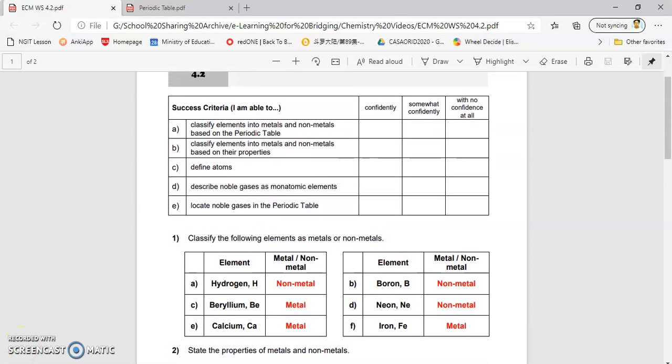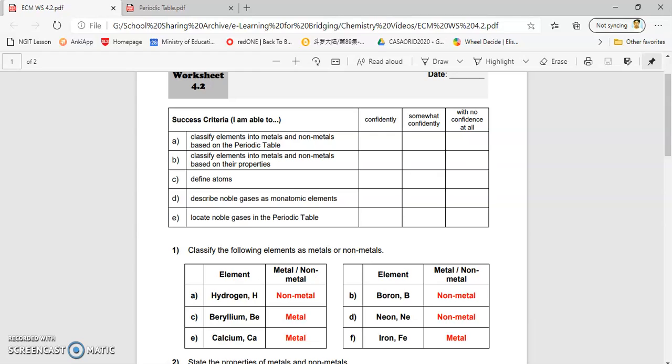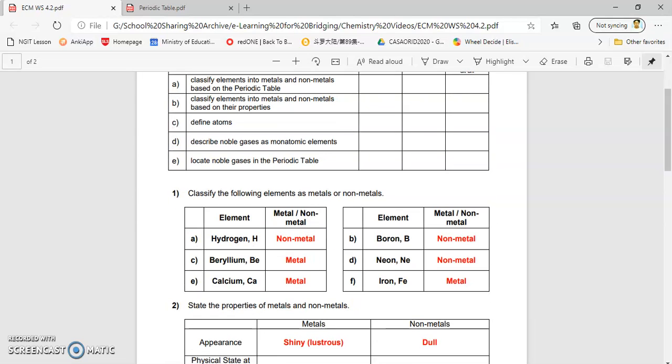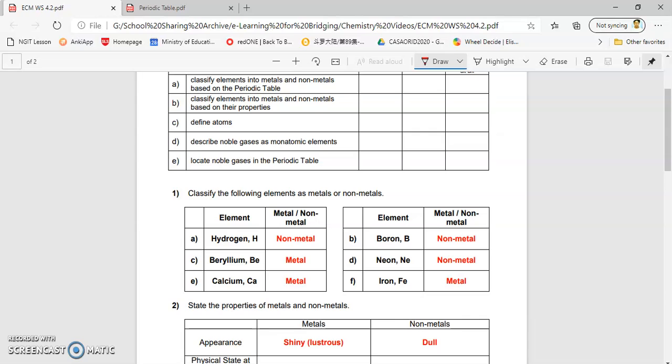Okay, now let's move on to worksheet 4.2. In worksheet 4.2, we will need to use the periodic table even more this time. So let's go first to look at question 1. They say classify the following elements as metals or non-metals. Now, how do I know which elements are metals or non-metals?